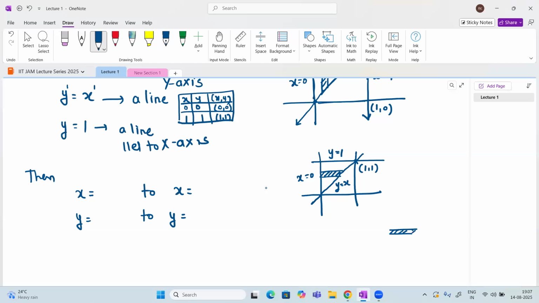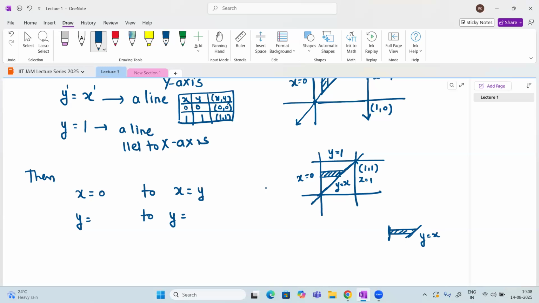First, we consider bounded below and bounded above. It is bounded below by x is equal to 0. Bounded above by this line. Agree with me? It is not bounded above by x is equal to 1. It is far away from the upper part of this strip. So the limit will be 0 to y. So it will be x is equal to y.